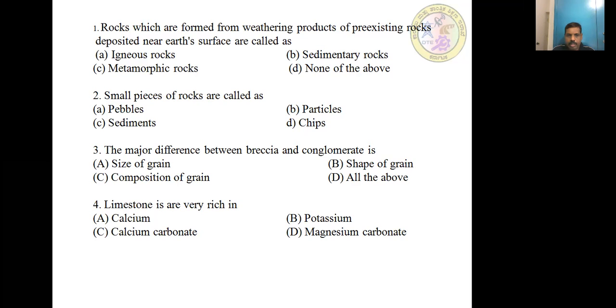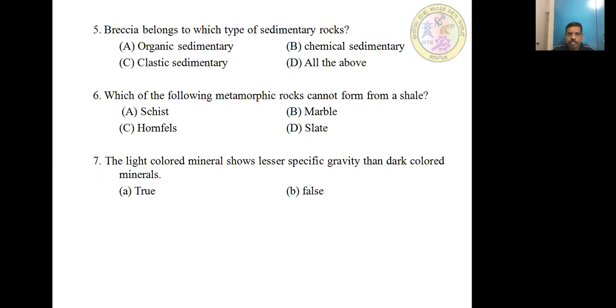Third question: the major difference between breccia and conglomerate is: A. Size of the grain, B. Shape of the grain, C. Composition of the grain, D. All the above. Fourth question: limestone is very rich in dash: A. Calcium, B. Potassium, C. Calcium carbonate, D. Magnesium carbonate. Next question: breccia belongs to which type of sedimentary rock? A. Organic sedimentary, B. Chemical sedimentary, C. Clastic sedimentary, D. All the above.